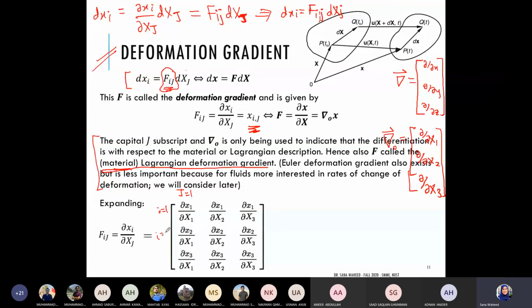Either i equals 2 and so on, right? So del x1 with respect to capital del x1, del x1 with respect to capital del x2 and so on. I hope this is clear to you all. So this deformation gradient contains the derivative of each of the components of small x with respect to each of the components of capital X. Right.